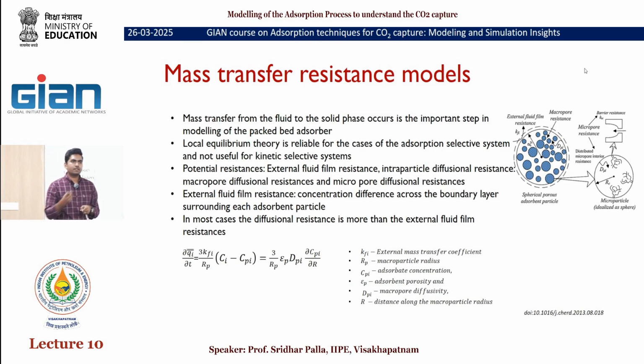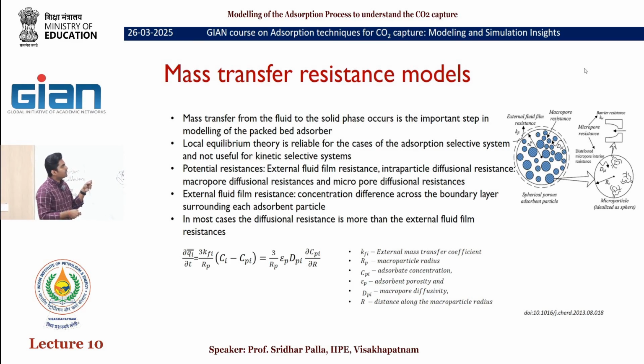When can you consider the previous assumption which I made? Whenever there is an adsorption selective system, where strong adsorption is happening, but not for a kinetic selective system. If the diffusion is playing a major role, if there is a difference between the diffusion of your CO2 and the rest of the gases in that adsorbent, then you better consider all those resistances, the diffusional resistance in the macropores and also the micropores. So what are these potential resistances? The external fluid film means around the particle there is a resistance, that is a film resistance, that we learn in mass transfer.